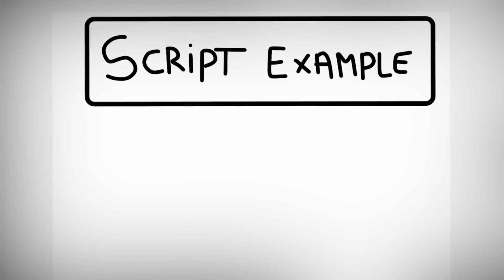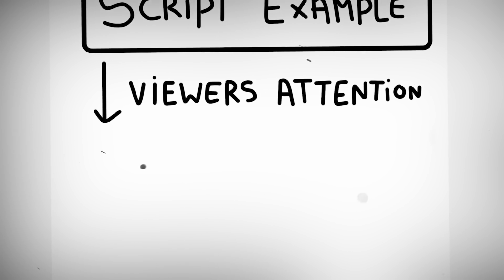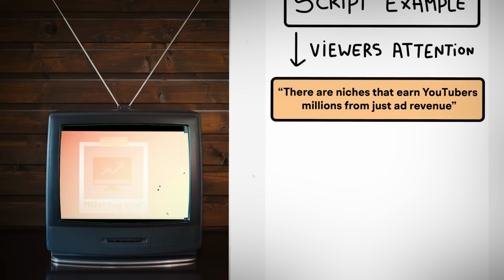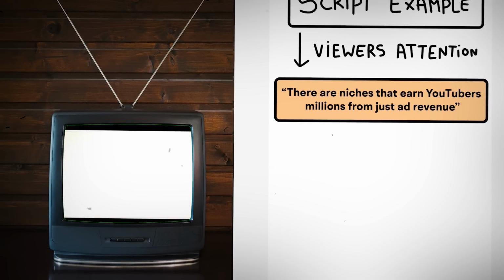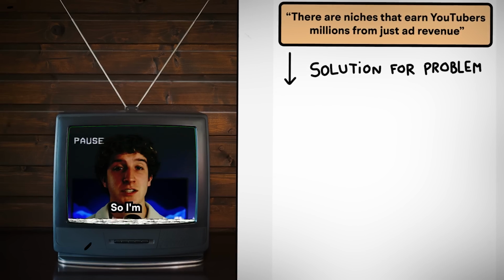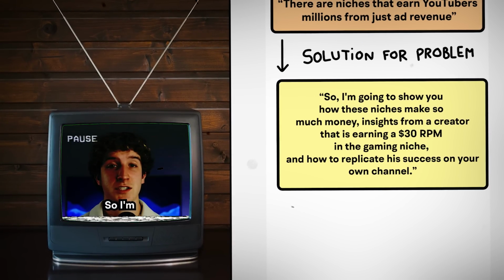First, you'll want to grab the viewer's attention by establishing the problem that you're going to solve for them. For example, there are niches that earn YouTubers millions of dollars just from ad revenues. Then you're going to introduce your video as the solution to this problem and the stakes of what they'll miss out on by not watching, like this.